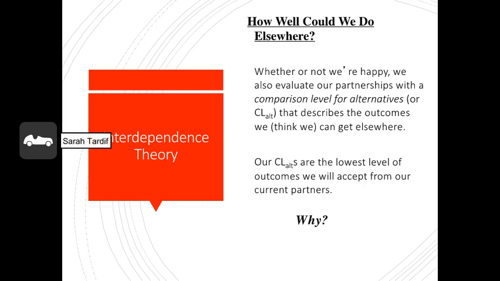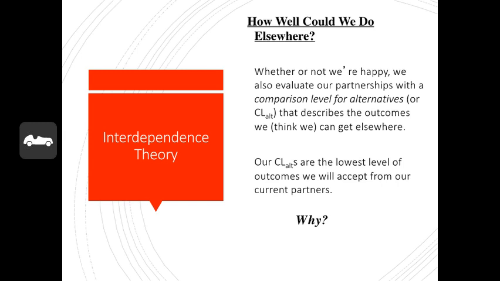And here is another important consideration for satisfaction. How well could we do elsewhere? So not just what do we expect from our relationships and is this particular relationship living up to that, but also what other fish are in the sea. So whether or not we're happy, we also evaluate our partnerships with a comparison level for alternatives, or CL alt, that describes the outcome we believe, we think we could get elsewhere, aka with another romantic partner.